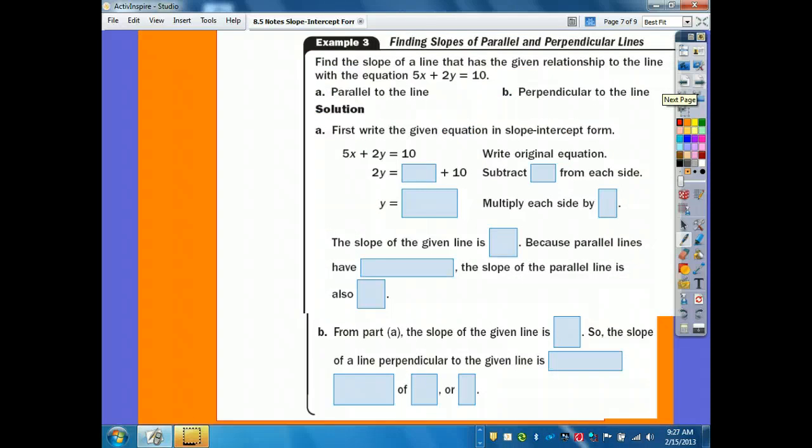Find the slope of a line that has the given relationship to the line with the equation right there. Can I tell what my slope is right away? No, why not? It's not in form. What kind of form? Slope-intercept form. Yes, slope-intercept form.